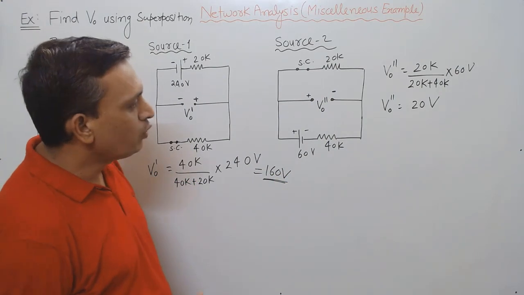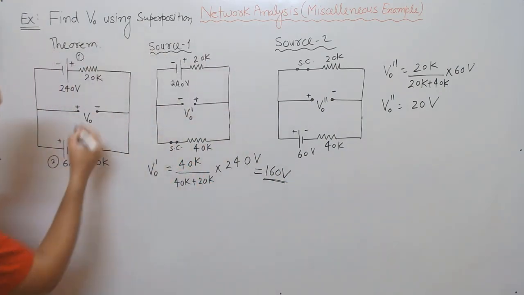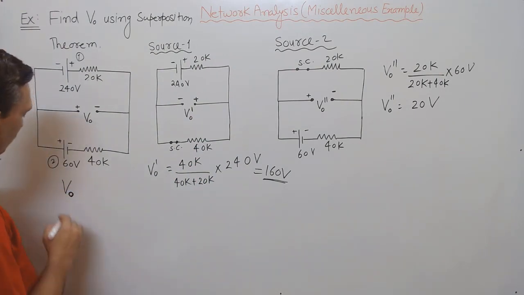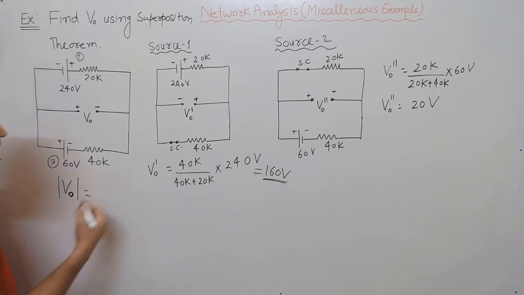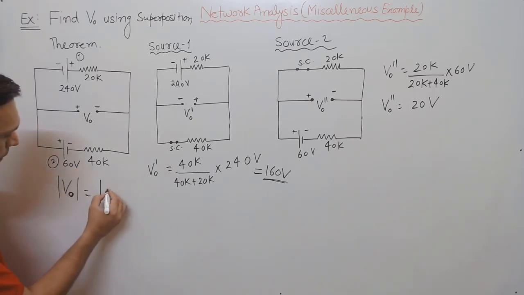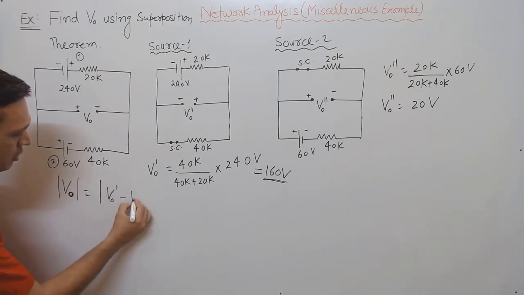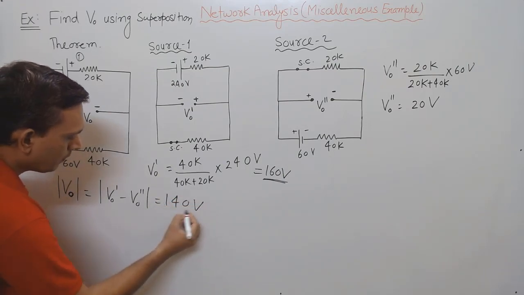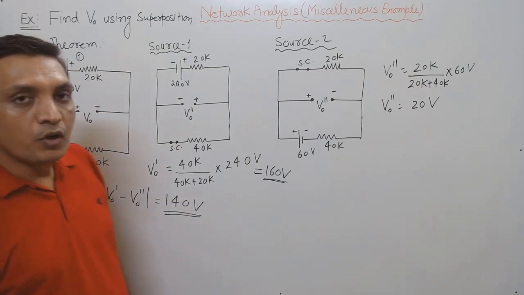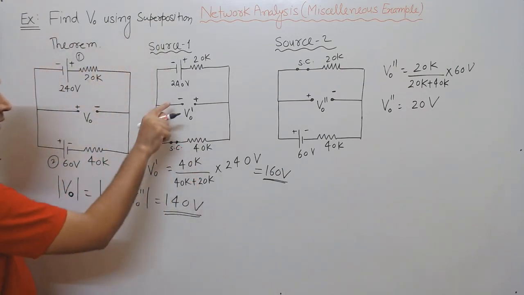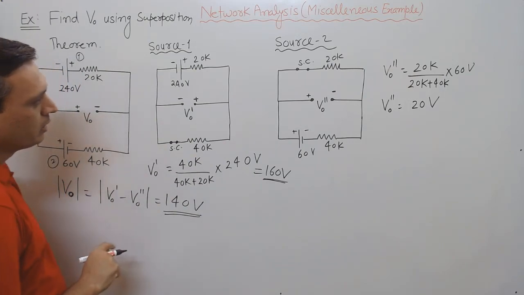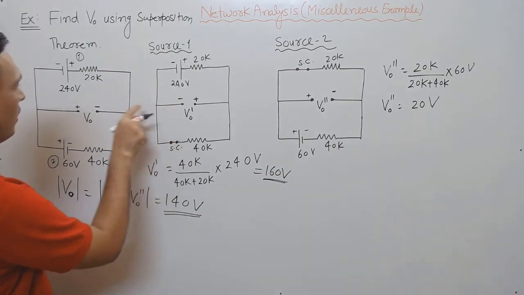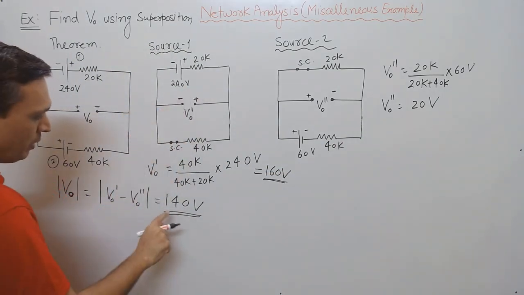So what will be the resultant voltage? The resultant voltage, magnitude of VO, is simply mod of VO dash minus VO double dash. If you take the difference, that will be 140 volt. And what will be the polarity? This minus plus is 160 volt and this plus minus is 20 volt. So if you see minus plus, that will be plus 140 volt.